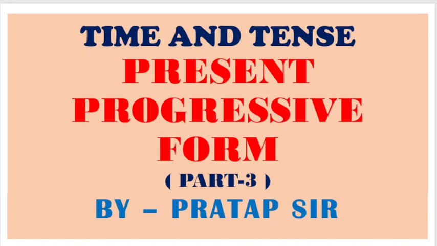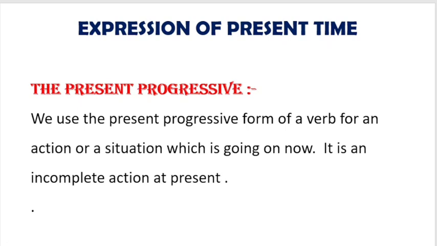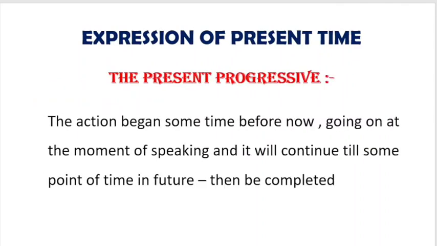We use the present progressive form of a verb for an action or a situation which is going on now. It is an incomplete action at present. The action began sometime before now, is going on at the moment of speaking, and it will continue till some point of time in future, then it will be completed.